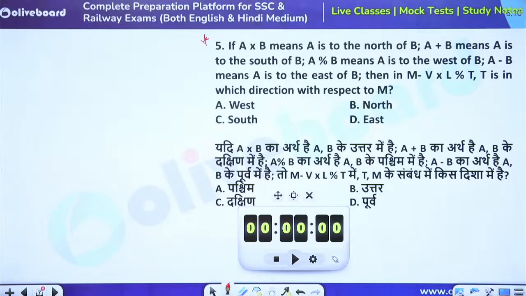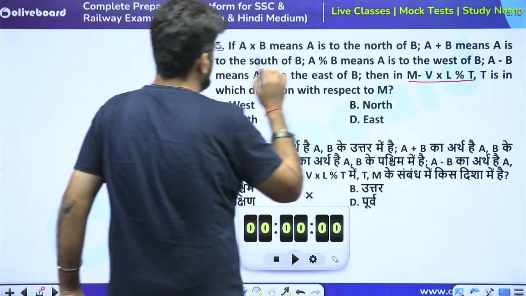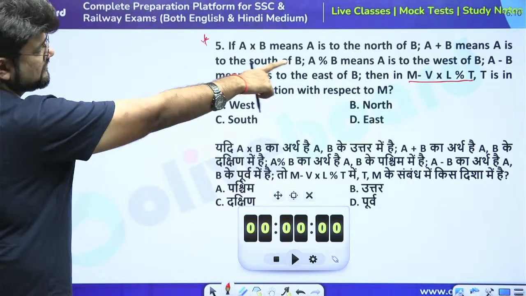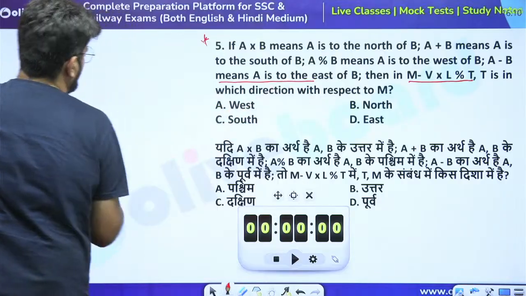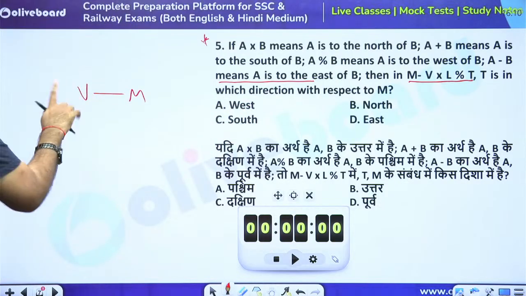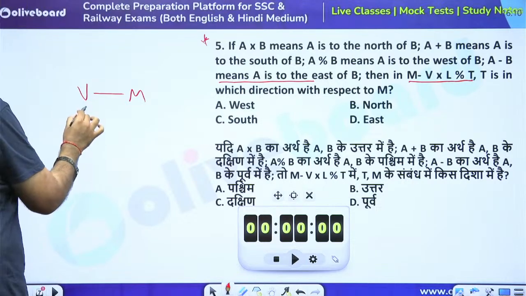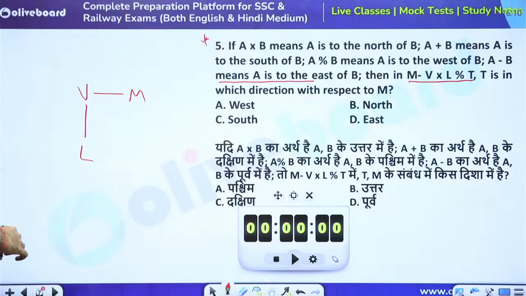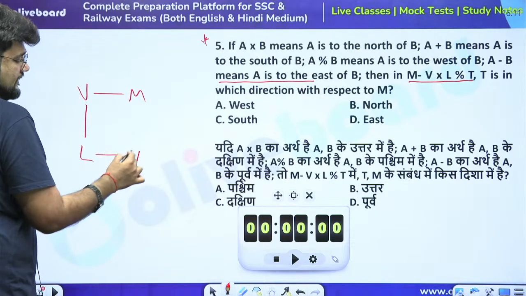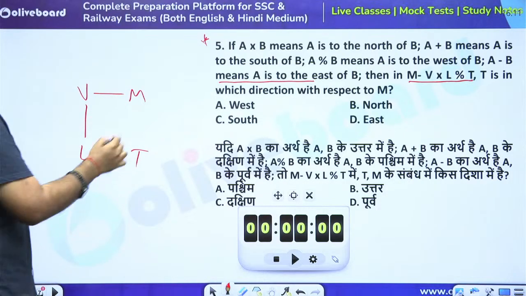Okay, see, these are the codes given to you and this is the expression. How is T in which direction with respect to M? So, M minus V. M minus V means M is to the east of V. So, if this is V, M is to its east. Equal distance. Okay, now keep the distance same everywhere. V cross L, V into L. V is to the north of L. L percent T, L is to the west of T. Equal distances.